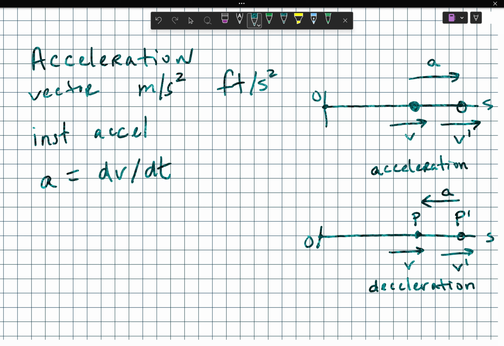However, then we have a scalar form. The scalar form is a equals dv/dt, which is d squared s over dt squared.